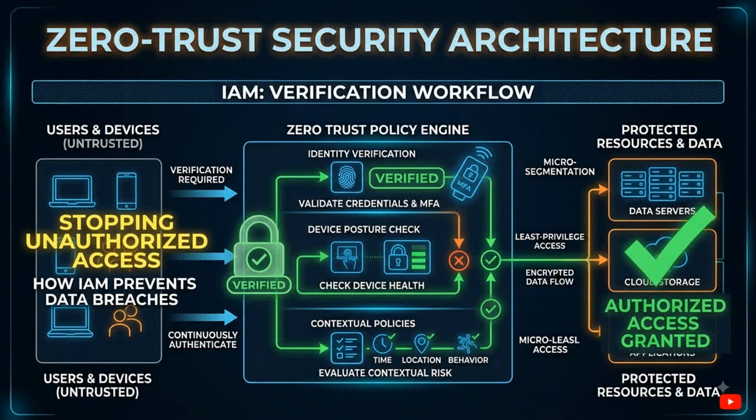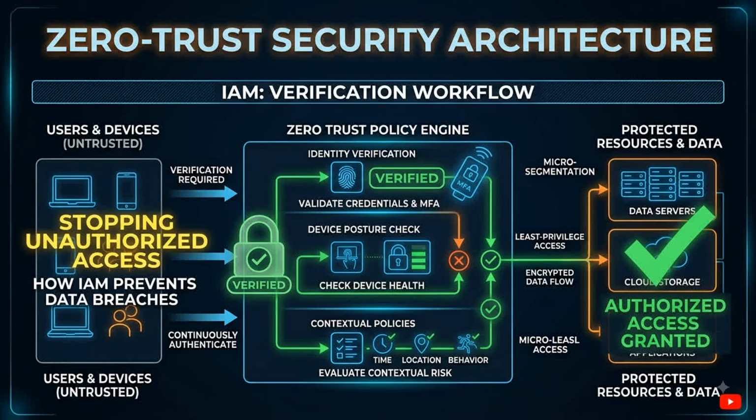Third, evaluate contextual policies. Where is the user logging in from? Is this a known location? What time is the user accessing the system? Is this a normal access time? What is the user trying to access? Does this access pattern match the user's normal behavior? All these factors are evaluated in real time. If the access looks suspicious, it is denied. If the access looks legitimate, it is approved.